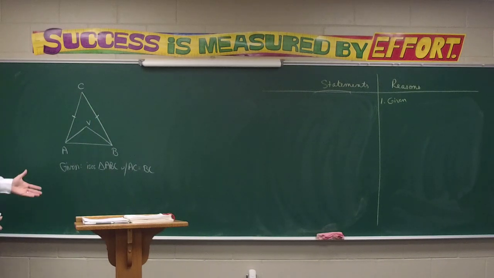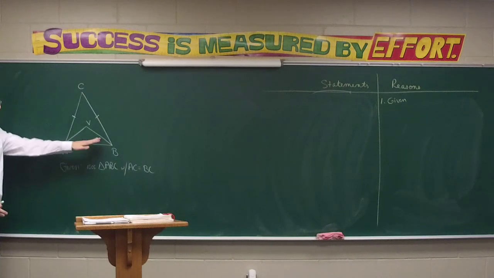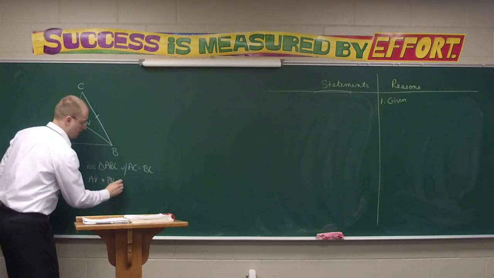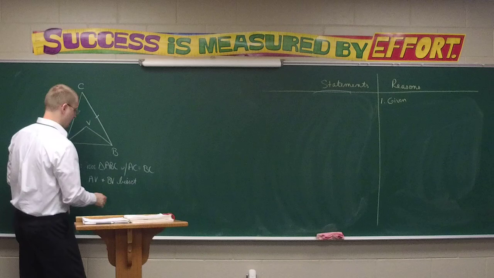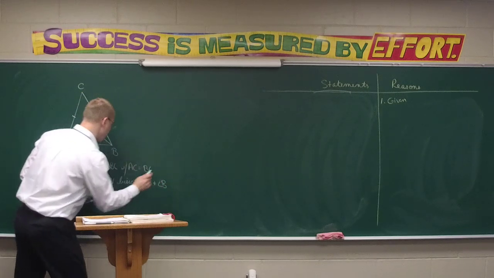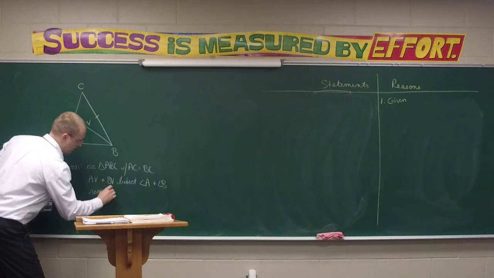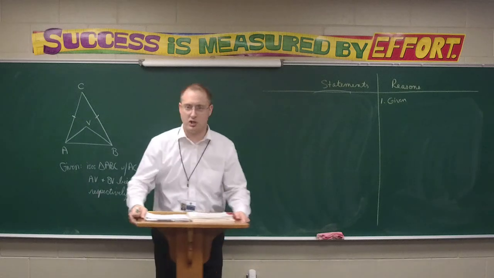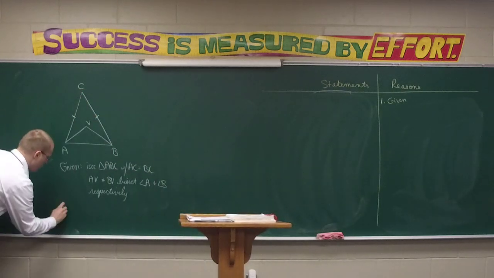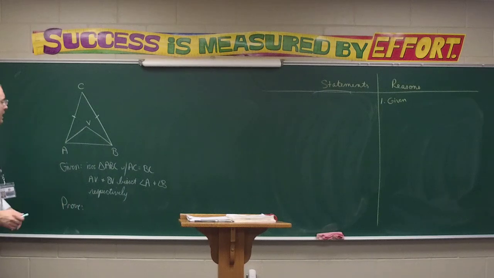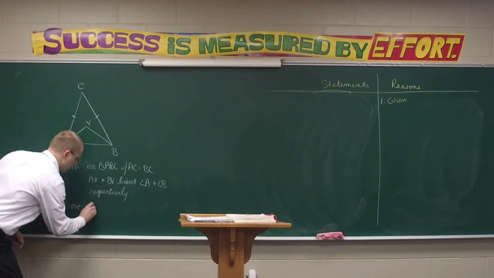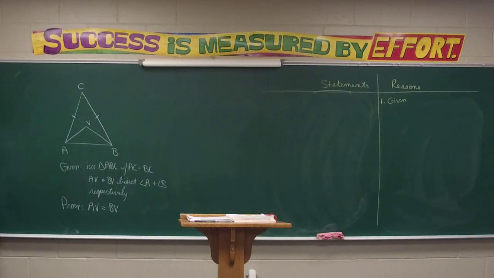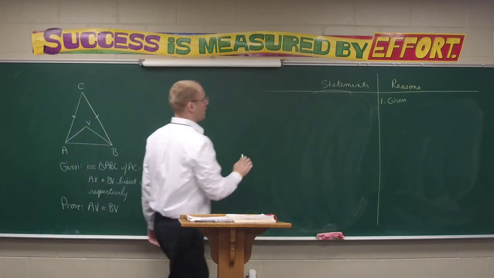And isosceles means two equal sides. We need to specify which ones. By the way, that makes A and B the base angles. We're also given that AV and BV bisect angle A and angle B respectively. We want to prove that these two bisectors, AV and BV, are equal to each other. I want to prove that the bisectors themselves are equal to each other.